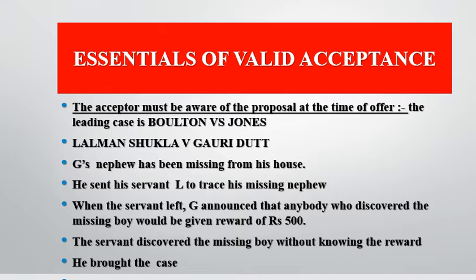The acceptor must be aware of the proposal at the time of acceptance. If he is not aware, then it is not a valid acceptance. Like in the case of Lalman Shukla versus Gauri Datt, G's nephew had gone missing from his house. He sent his servant L to trace his missing nephew. When the servant left, G announced that anybody who discovered his nephew would be given a reward of ₹500. The servant discovered the missing boy, but he did not have knowledge of the reward. So he cannot claim the reward because he was not aware of the offer.